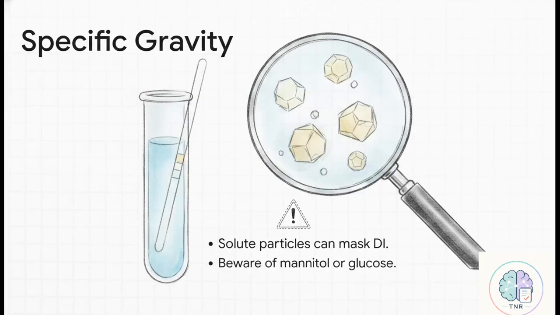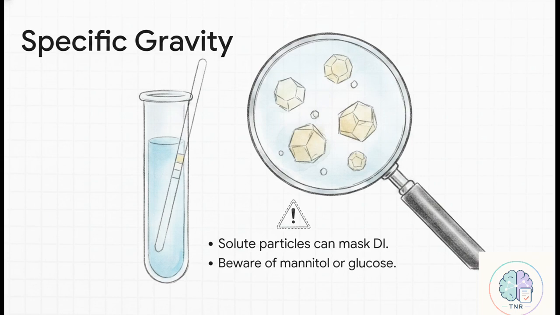Now, what's really interesting here is urine-specific gravity, or USG. It's a fantastic, super quick bedside test, but it's just not quite as accurate as measuring osmolality because it gets heavily affected by the size of solute particles. In DI, USG is usually less than 1.003.